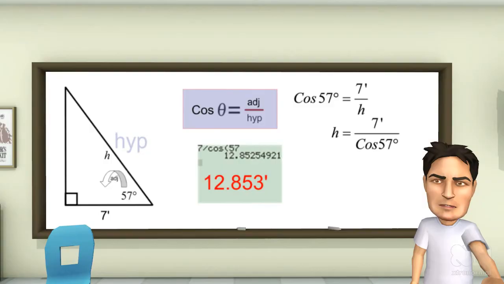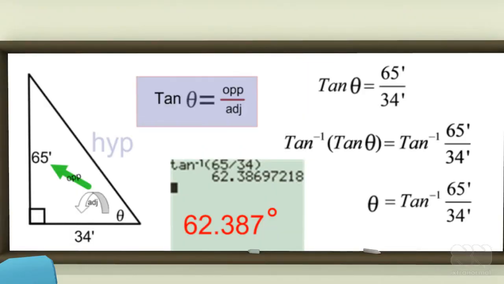Let's look at an example. In this case, we are trying to solve for angle measure theta. We know the length of the side opposite theta to be 65 feet and the length of the side adjacent to theta to be 34 feet. Since the tangent of theta is equal to the ratio of side opposite divided by side adjacent, we get tangent of theta equals 65 over 34.